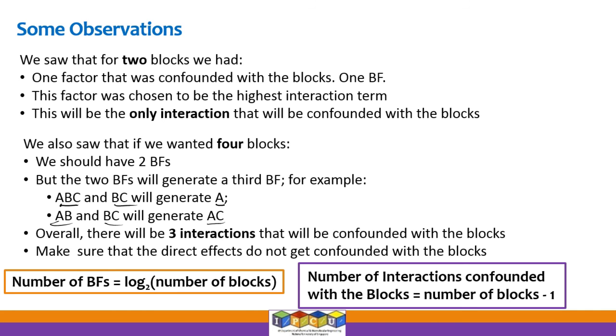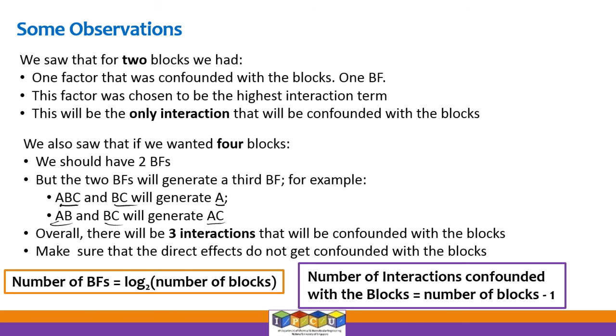And basically the idea is to not have the direct effects get confounded with the blocks. That would be a really bad design. So try to push the confounding onto higher order interactions as much as possible. Make sure it does not confound the direct effects. If possible, make sure it doesn't even confound with the two-factor interactions and so on. But sometimes that may be difficult to achieve. So try to preserve the direct effects from getting confounded with the blocks.